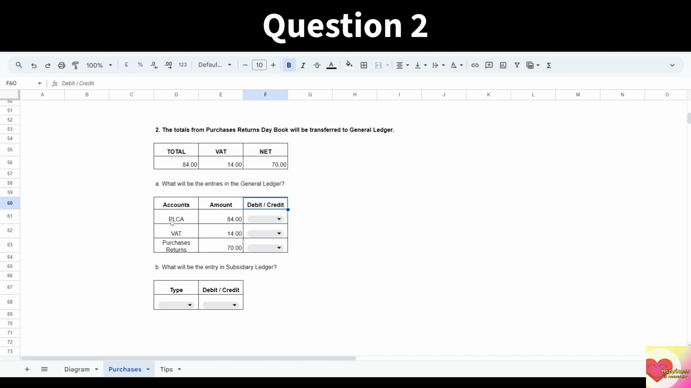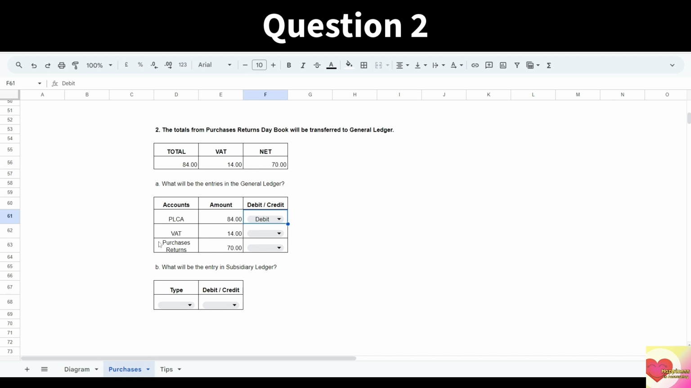First is the PLCA. Purchases returns also affects our PLCA, or the amount that we are going to pay to our supplier. So let's analyze. PLCA is a liability. When we have purchases returns, we no longer have to pay this amount to our suppliers, so it means our PLCA will decrease. When a liability increases, it goes to credit, but this time it decreases, so it goes to debit.